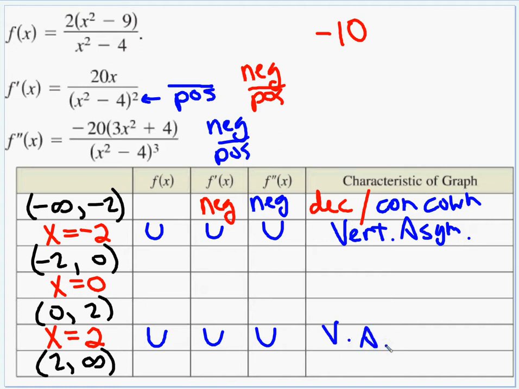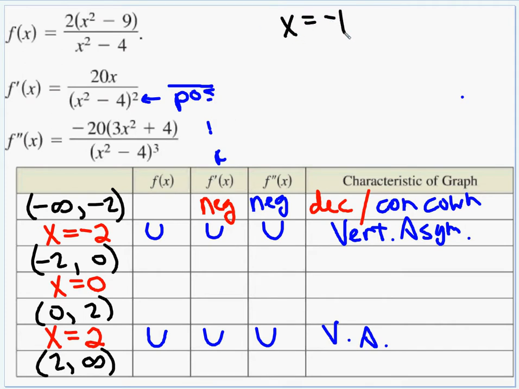Okay, interval time. And let me erase this. There we go. Next interval, -2 to 0. So we're going to use x equals -1. If I put -1 in the numerator here in the first derivative, 20 times -1 is negative. We've established the denominator is always positive. So that is a negative first derivative, and our function is decreasing.